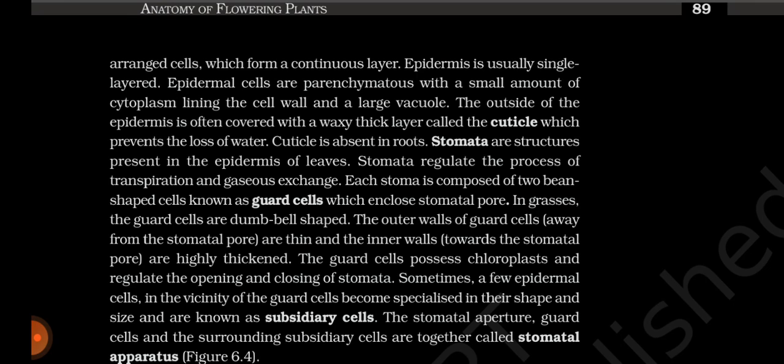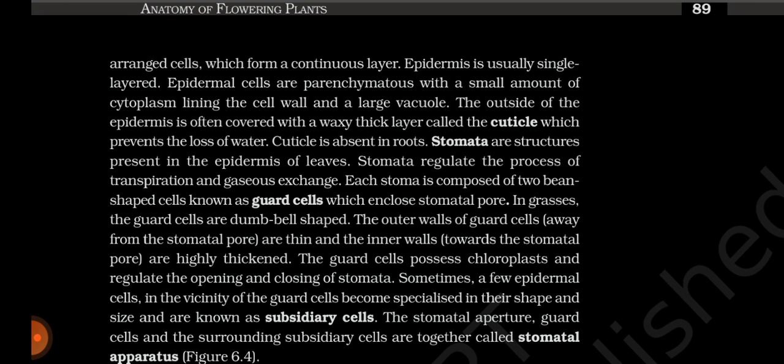The outside of the epidermis is often covered with a waxy thick layer called cuticle, which prevents loss of water. Cuticle is absent in roots. Stomata are structures present in the epidermis of leaves. Stomata regulate the process of transpiration and gaseous exchange. Each stoma is composed of two bean-shaped cells known as guard cells which enclose the stomatal pore.